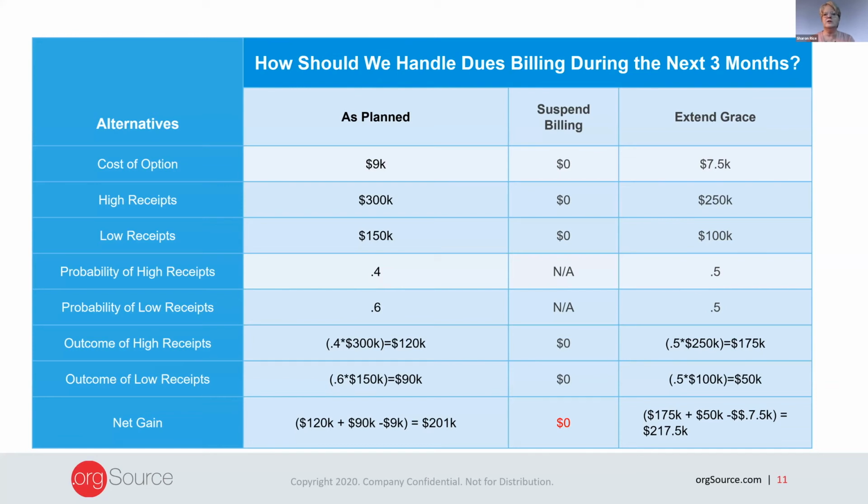And this one is, how should we handle dues billing during the next 3 months? So my alternative is that we just keep going as we always have gone. So as planned, we'll do our dues billing. My second alternative is that we suspend billing for 3 months, so we don't even bother billing people for 3 months. And of course, we're letting them know that and why we're making that decision.